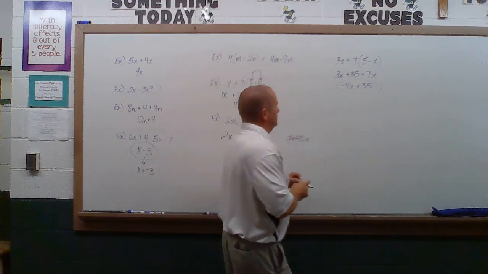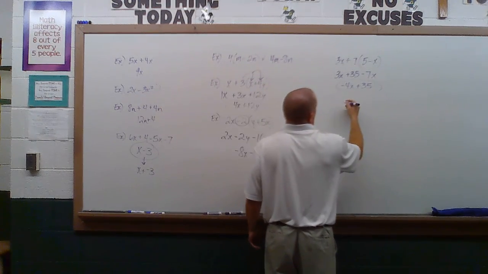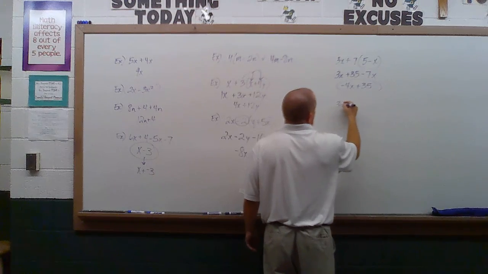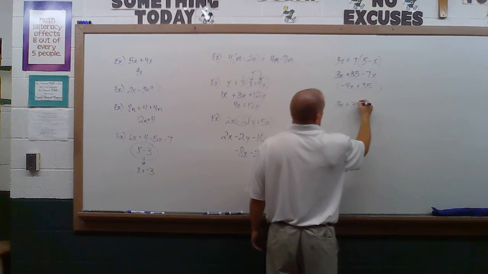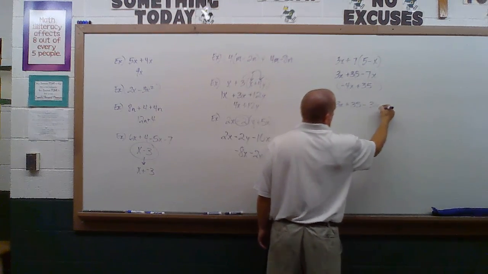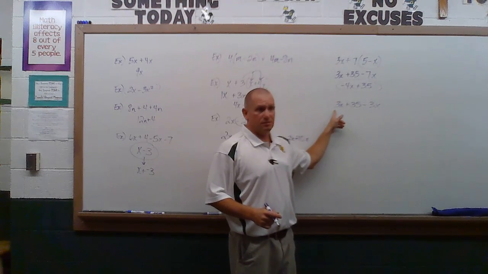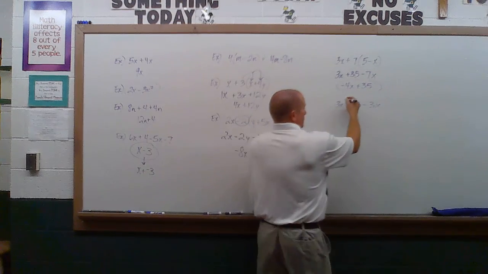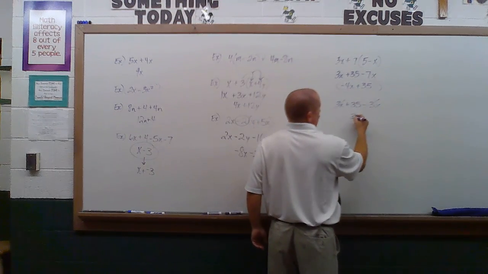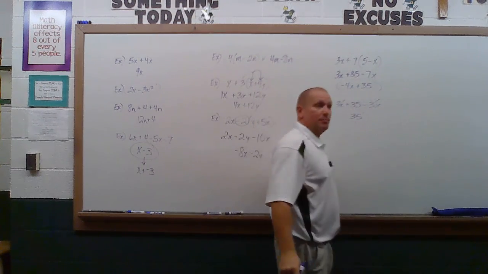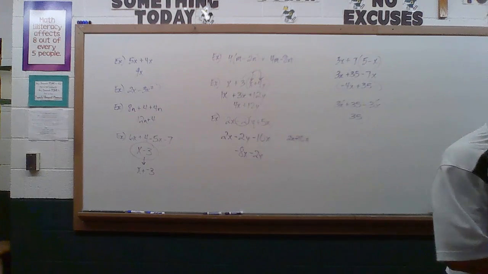Here's one more quick one. Let's just say we had done the problem and had 3x plus 35 minus 3x. What happens if I have the exact same thing but with different signs? It's just 0. So it's just 35. Basically I can just cross those out and I just get the number that's left over. Okay?